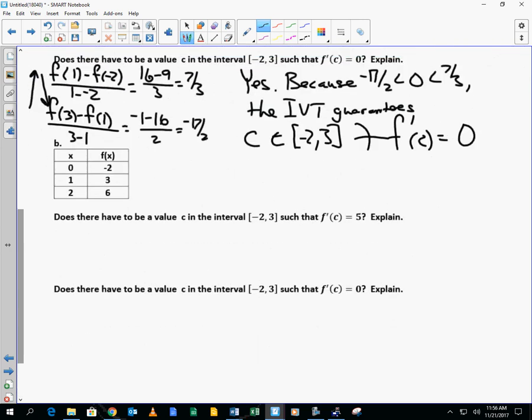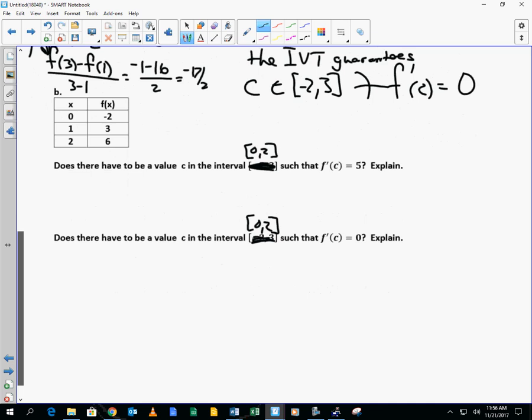Okay, let's look at these last two then. Okay, sorry, when I was writing my question I copied and pasted. It should be 0 to 2. That's our new interval. So it says, does there have to be a value C in the interval 0 to 2 such that f prime of C is equal to 5?